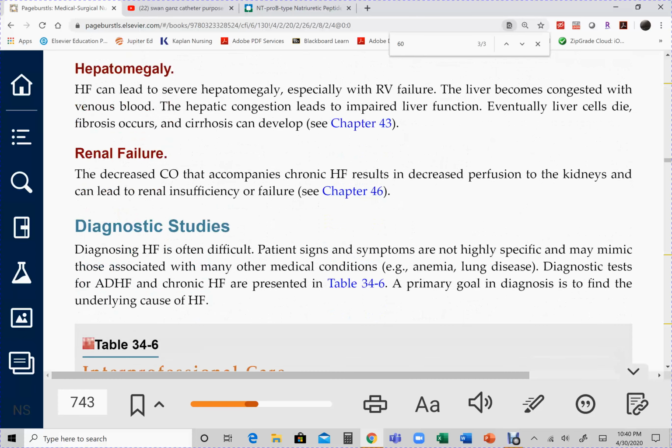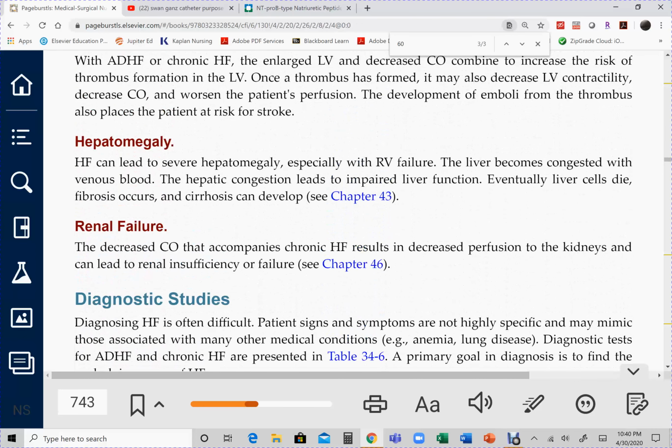Hepatomegaly, I already mentioned, and heart failure or renal failure. This is in chapter 46. You will learn that this is what we call pre-renal kidney injury that will result.